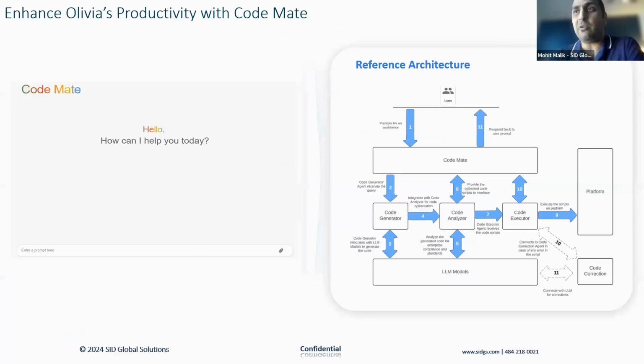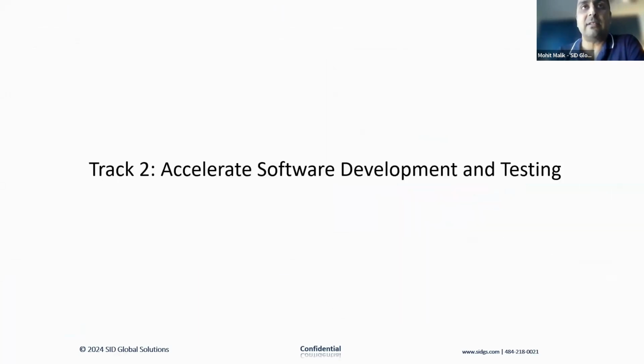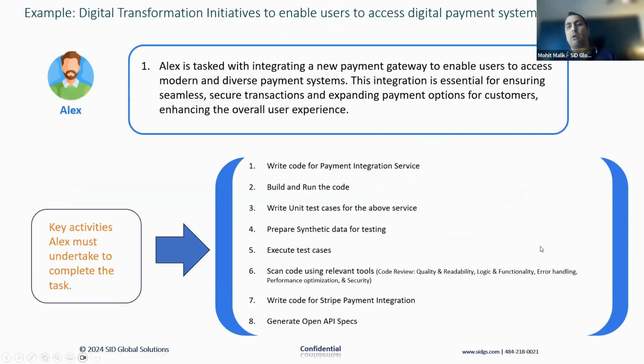So now, moving on to our second track, which is basically accelerate software development and testing, where we will look at another example, how we can use solutions like CodeMate to augment the journey of developers while building the typical software development programs, right? So for this one, let's take the example of Alex, who has been tasked with integrating a new payment gateway, right? Which is basically required by the organization to enable their users to access modern and diverse payment systems, right?